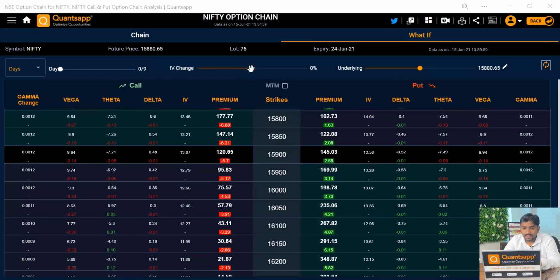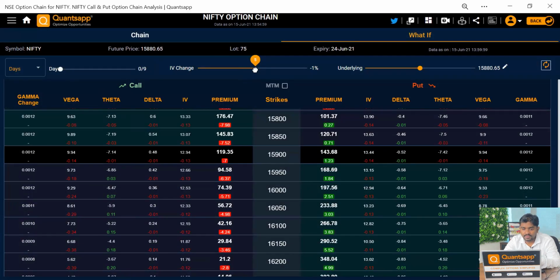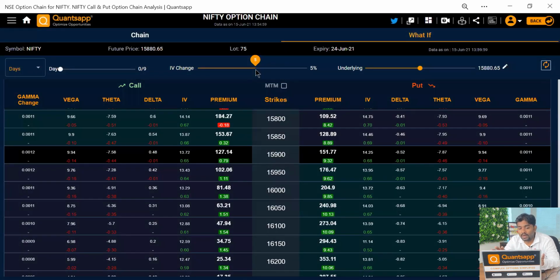Now if I change it by 5%, the premium will jump if there is no change in the underlying or the days. See, you can select 15,900, where the price is 119. I'll change it by 5%. See, the premium has become 127. So that is the concept: if volatility increases, the premium increases. It has a positive impact on both call and put.